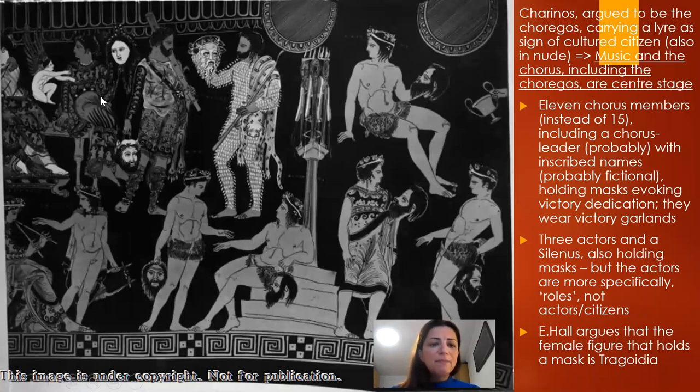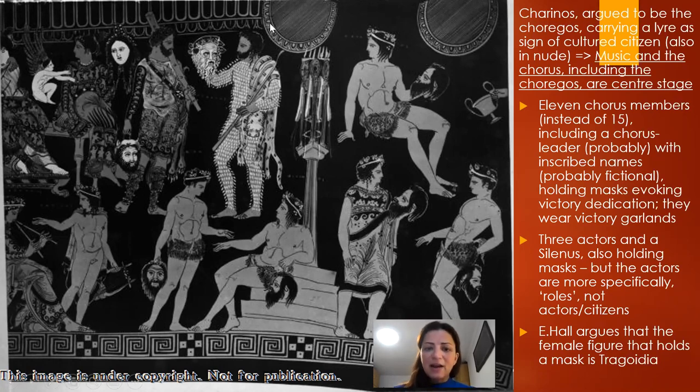Now, you can perceive the role of Dionysus as being in relation to the celebratory nature of this scene. This female figure has also been very much studied, and there's a lot of scholarship about who she is, but one of the most interesting suggestions is by Edith Hall, who argues that this female figure who holds a mask is actually a personification of Tragodia. All of these arguments are interesting, but in cases like these, it's not possible to say.